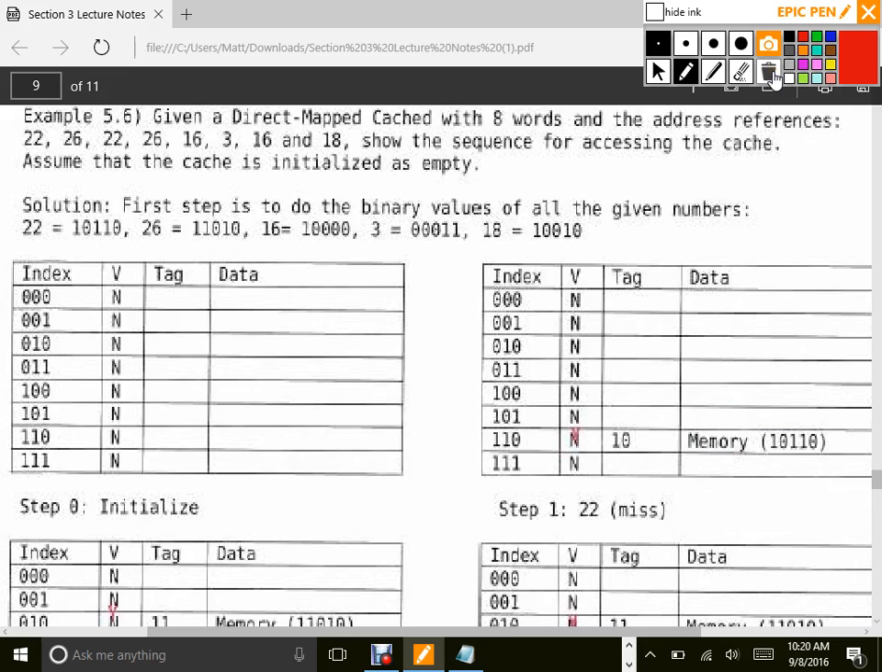Next, we would do 26, right? So we go to 010. Here's how we go to 010. We would make it yes. The tag would become 11, and then memory 11010, right? You see how that works so far? Then 22 and 26 are the next two accesses, right? So we've done 22 and 26, 22 and 26. So what does that mean? What have we encountered in those two steps?